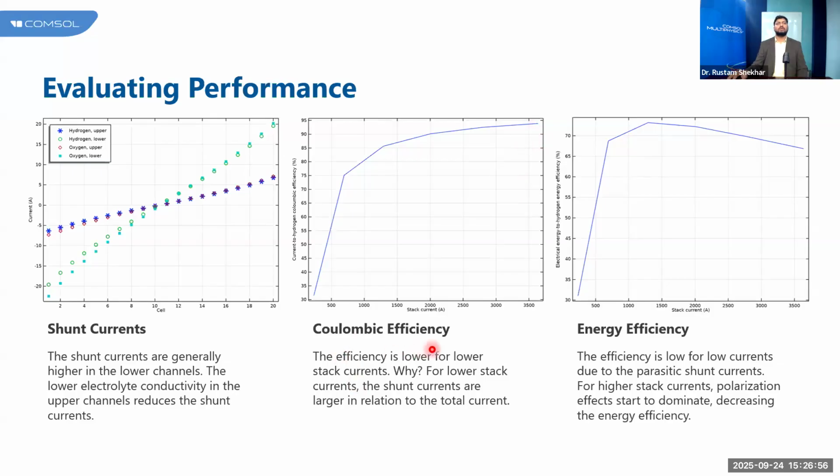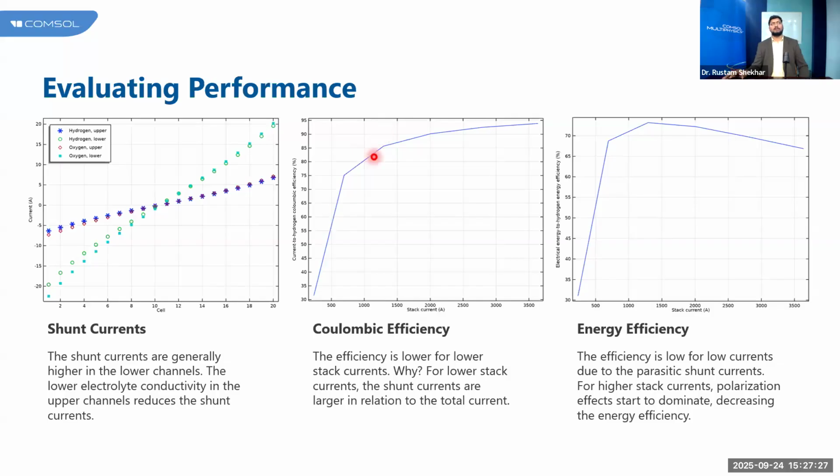Here the efficiency is lower for lower stack current. Why? Because for lower stack current, the shunt currents are larger. And for energy efficiency, the efficiency is lower at low current due to the parasitic current losses, while at higher stack current the polarization losses will be dominant. So in both cases, if we operate at lower current, we are not Coulombic efficient and not energy efficient. So we should operate somewhere where we have both more energy efficiency and Coulombic efficiency.